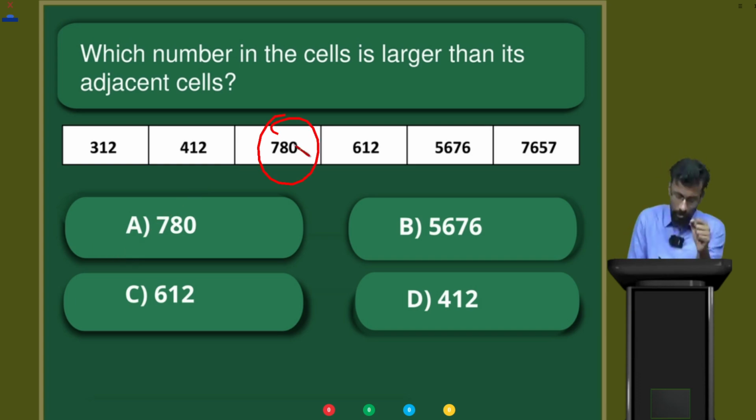How? 412 is less than 780. That's perfect. 412 is less than 780. That's also perfect. So we are taking option A as our correct answer.